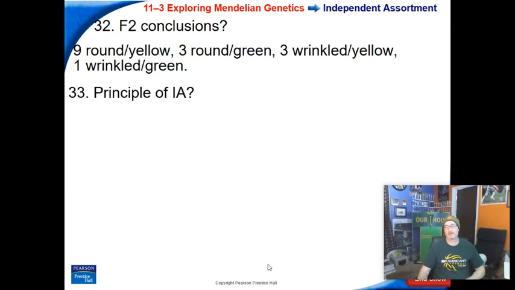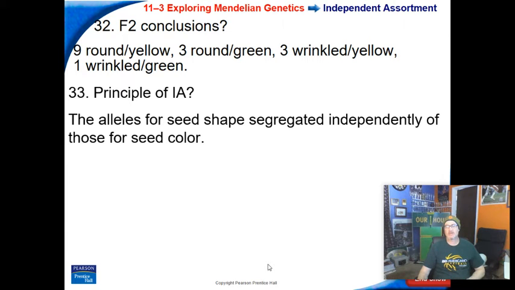All right, so the principle of independent assortment: the alleles for seed shape segregated independently of those for seed color. When the chromosomes line up during meiosis in metaphase, they line up along the middle, the metaphase plate. The chromosomes line up randomly, okay? That means all of the different gene combinations are possible. If the chromosomes lined up the same way every time, then we could predict fewer gene combinations.